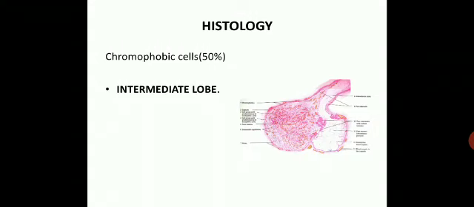The intermediate lobe is made up of numerous basophil cells and chromophobe cells surrounding the masses of colloid material. It secretes the melanocyte stimulating hormone.